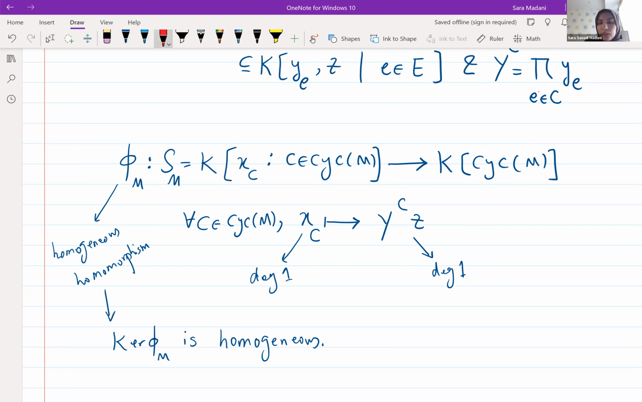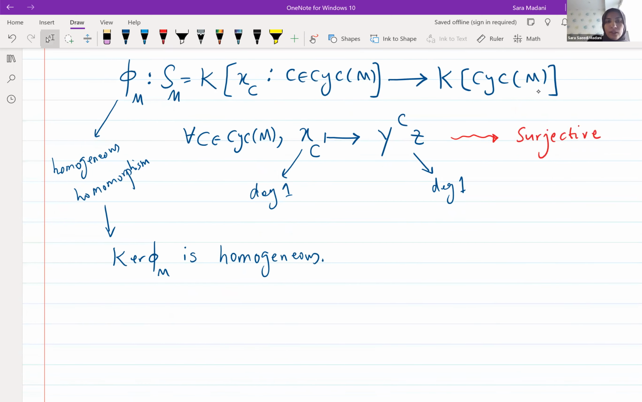And if we look at the way that we defined this map, it is clear that this is surjective, for any generator of my K algebra in the right hand side, we find something in the polynomial ring S_M which goes to that generator. So this is for sure surjective. And if I take this kernel, then you know from your elementary algebra courses that S_M over this kernel is isomorphic to my cycle algebra. Okay.